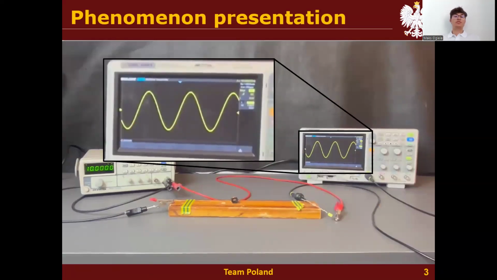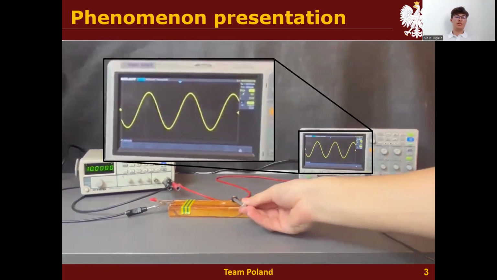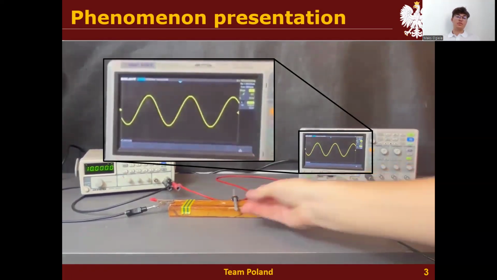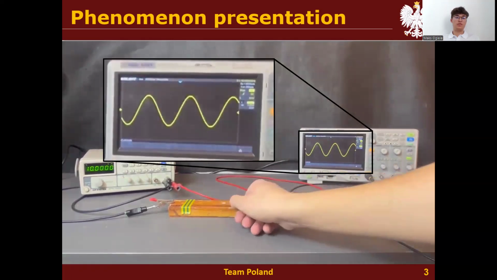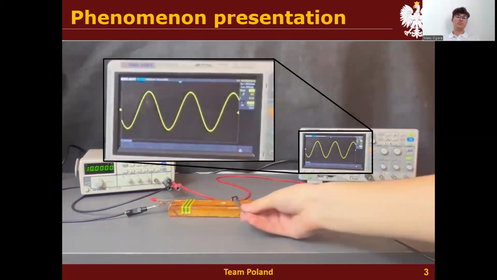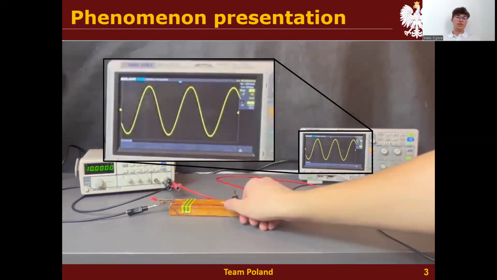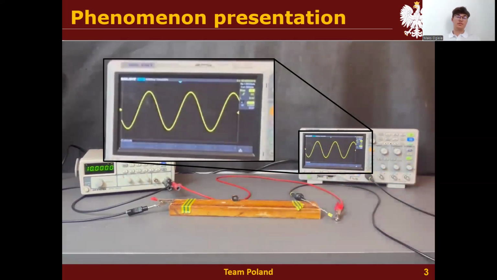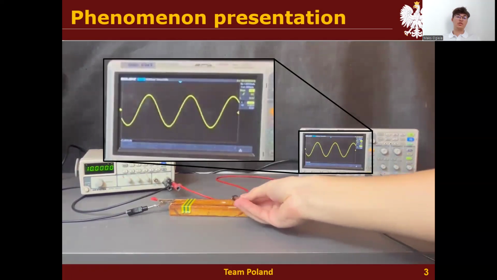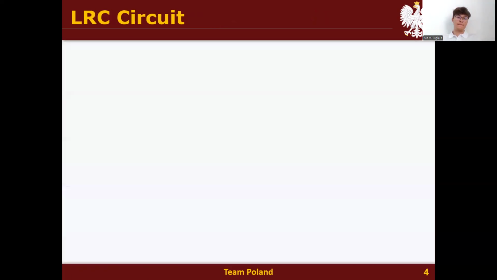Now in this video we can see the view from the screen of the oscilloscope, which shows the voltage across our coil. We can see that by inserting the rod into our coil, the response changes. First was the aluminum rod, now we can see the result for the stainless steel rod, and the last one is the copper rod. Now let's move on to our LRC circuit.